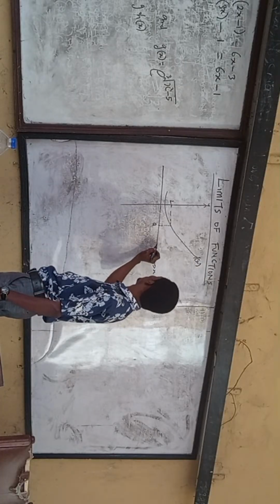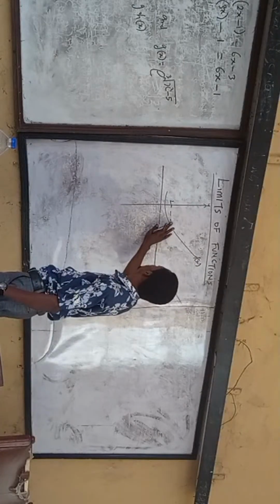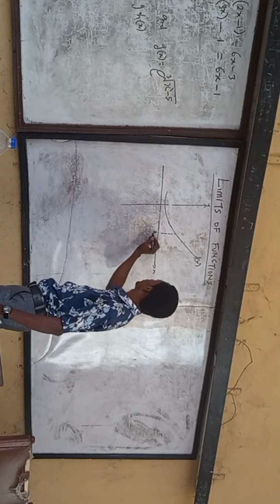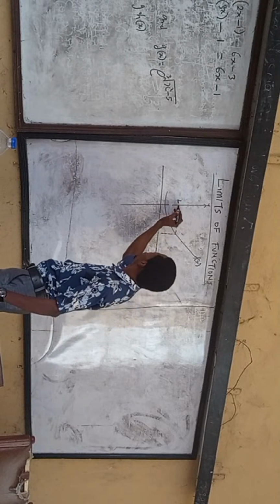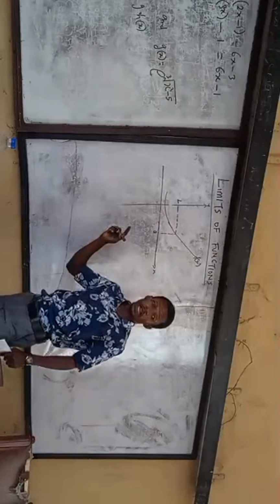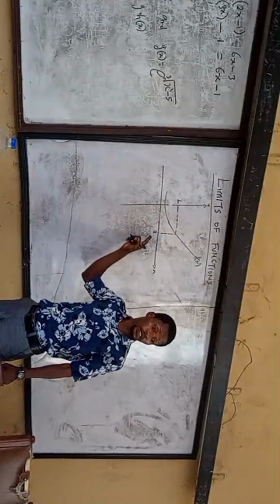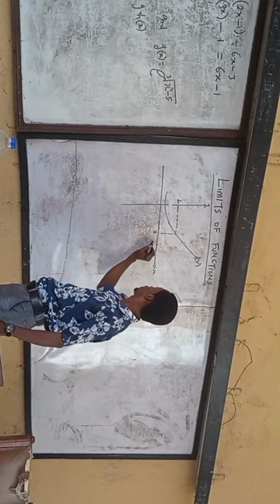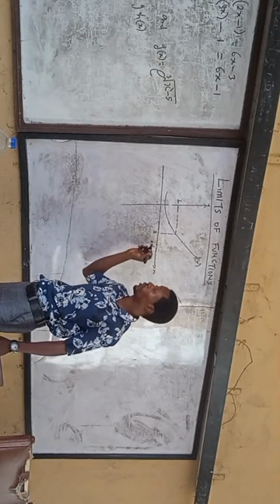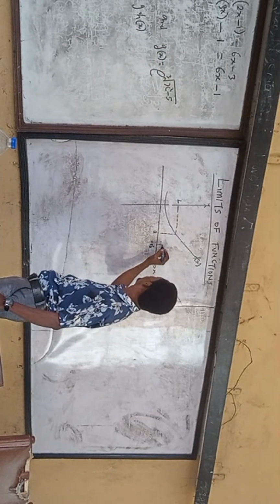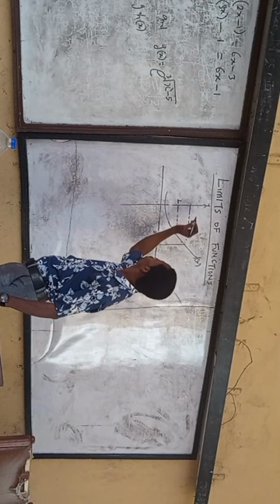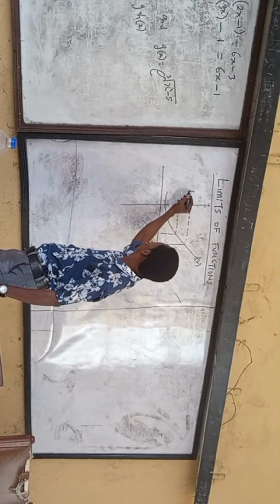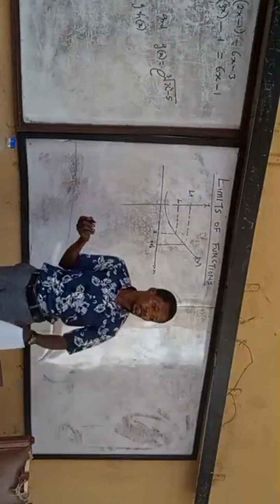Let me pick this point A, then the value is there. And I can add a small number to this A. Let's say a delta. If you add a delta to it, it shifts to the right, so you are going to have A plus delta. And then the value here will also change, also shift. So you have L plus what? Let's give that number epsilon.